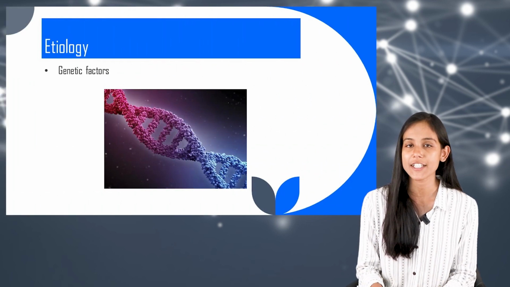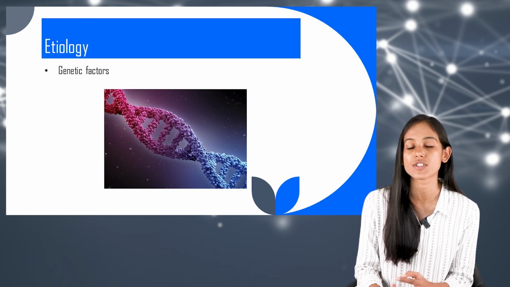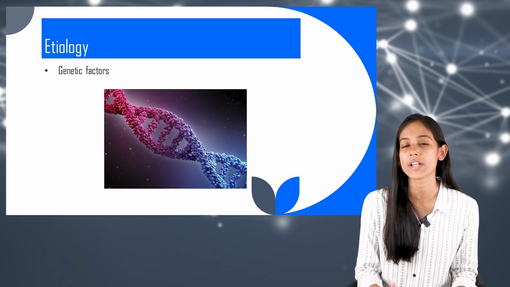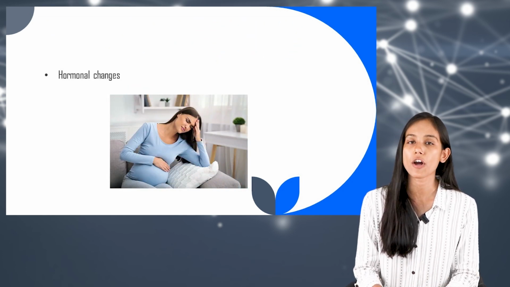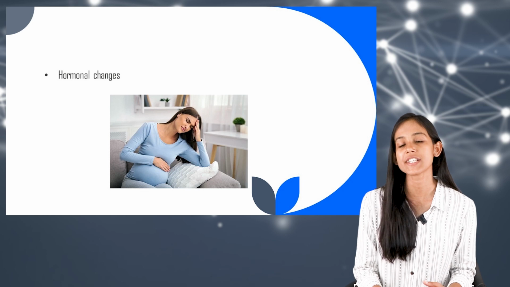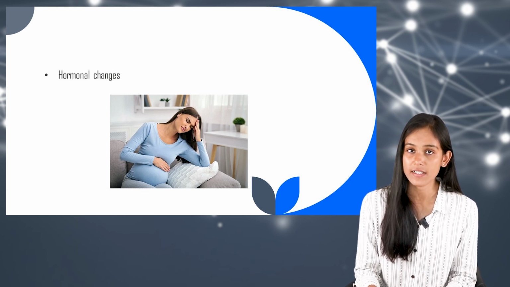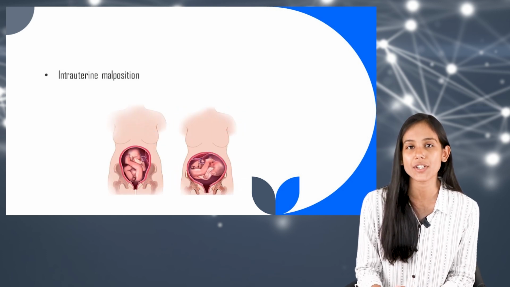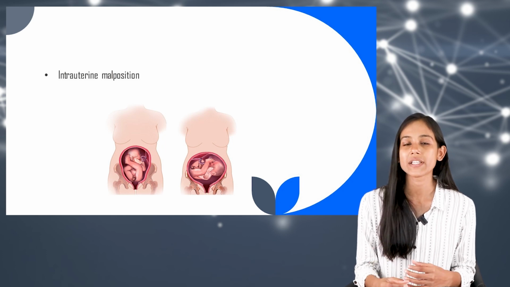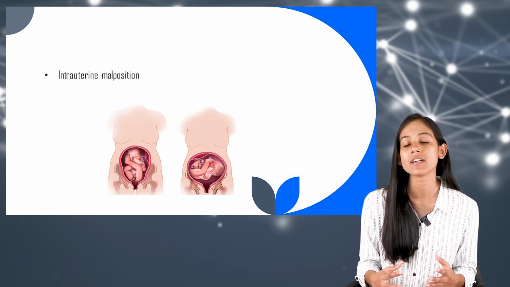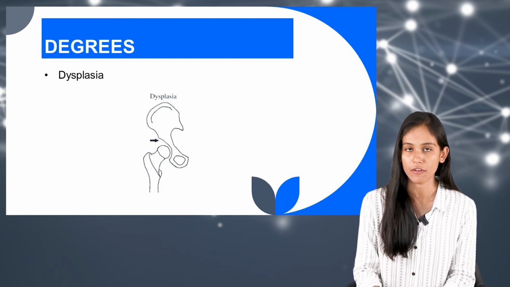Next, moving on to the etiologies. In etiologies, the first factor is genetic factors. Genetic factors play a major role in development of dysplasia of hip. The next thing is hormonal changes. Hormonal changes in late pregnancy can aggravate the ligamentous laxity in the infant. And also if there is intrauterine malposition, especially in case of breech position along with extended legs, that would favor dislocation.